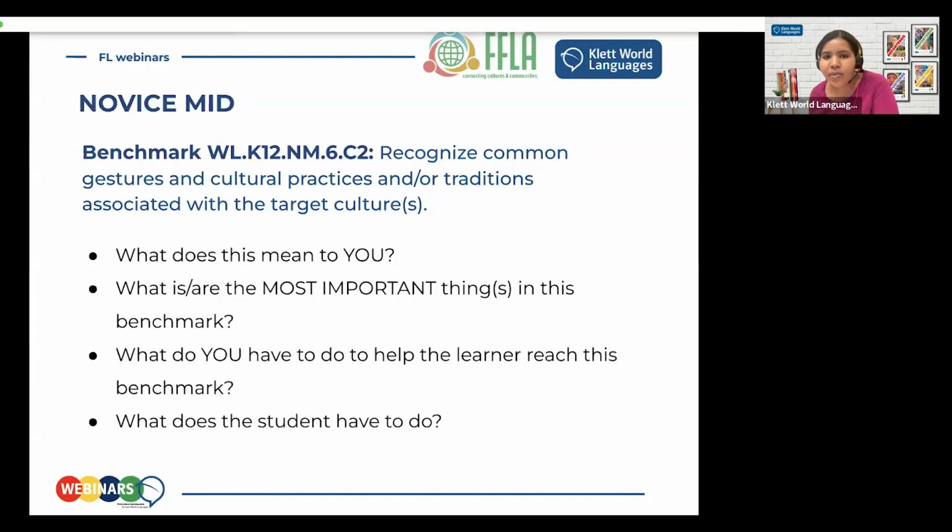Okay, so for example, I think about how you react to someone sneezing. It becomes common practice in my classroom this way. I am not sure what does this mean to recognize common gestures, Linda.